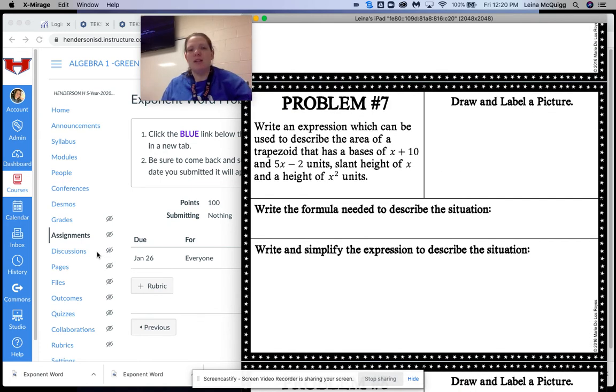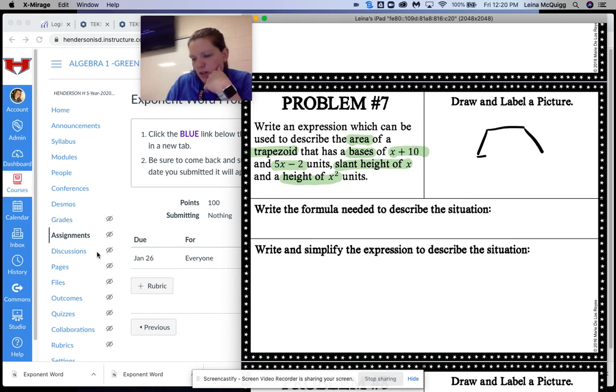Trapezoid. This one I want to do with you because this formula is a little bit difficult and you guys haven't really ever dealt with the area of a trapezoid before. So write an example which can be used to describe the area of a trapezoid that has bases of x plus 10 and 5x minus 2, a slant height of x, and a height of x squared.